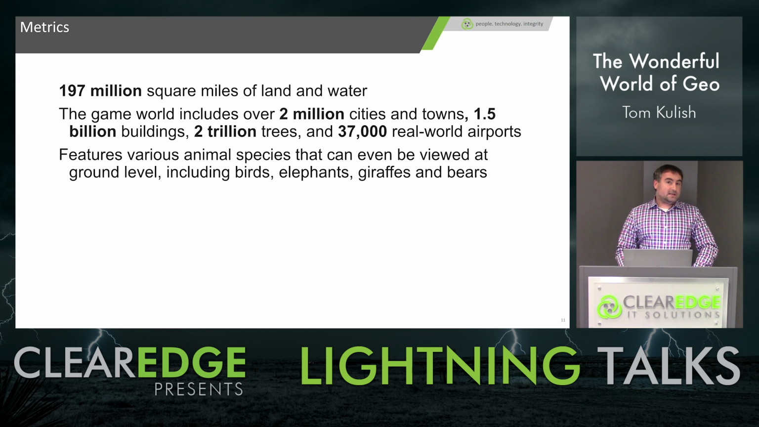Overall, the metrics are astounding to me, and that's what I'm going to end on here. This game is pretty awesome, with data driven from the cloud to your local machine. It has over 197 million square miles of land and water. There are 2 million cities and towns, 1.5 billion buildings that look almost down to centimeter accuracy, 2 trillion trees, and 37,000 real-world airports that you can fly into and land at. And if you turn up the detail level enough and your GPU can handle it, you can see different species of birds, elephants, giraffes, and bears, things that they've seen in pictures that are being modeled on the site.